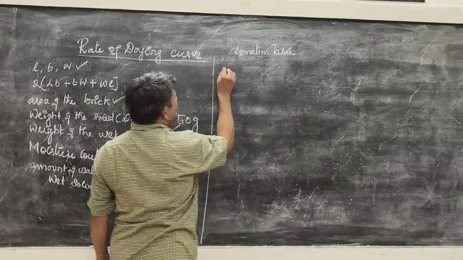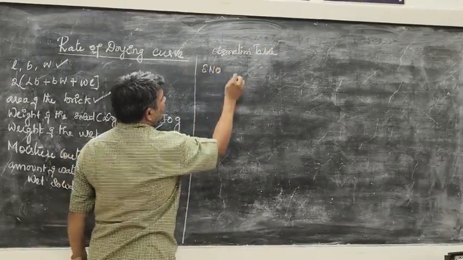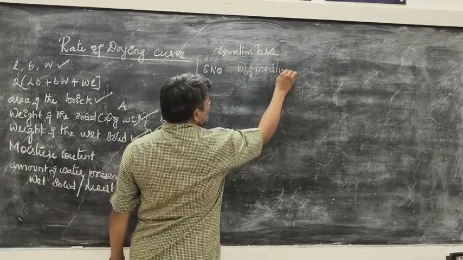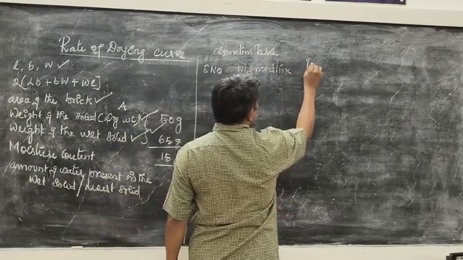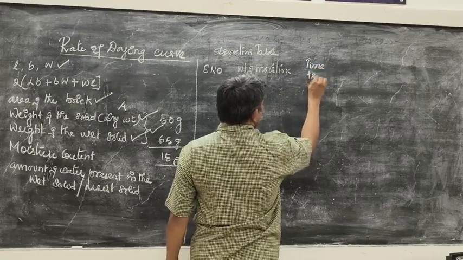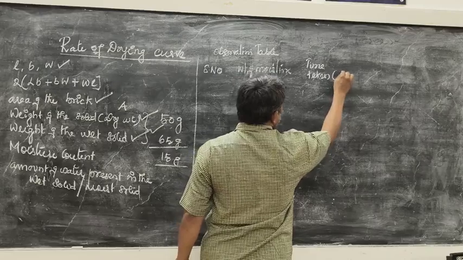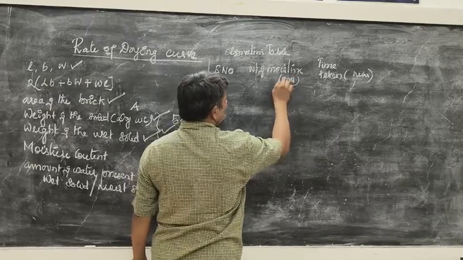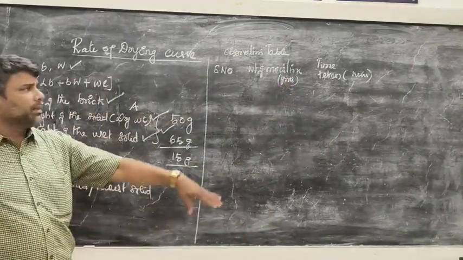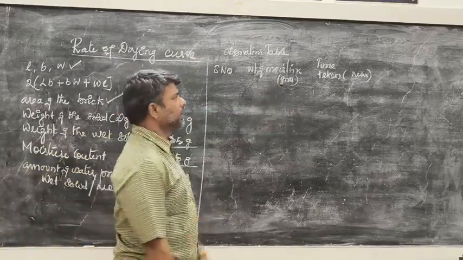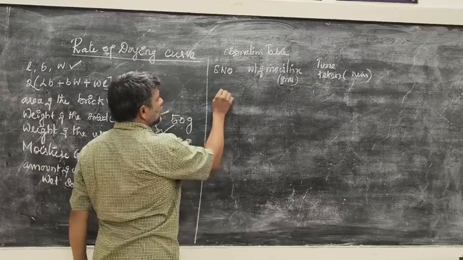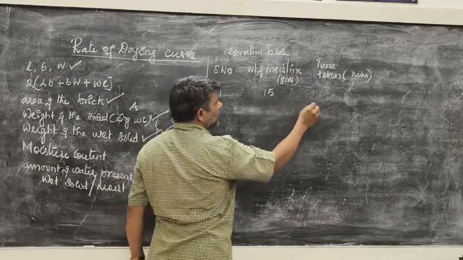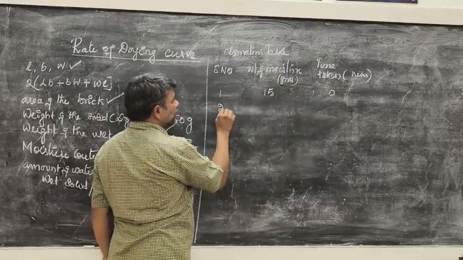In this table, the first column is serial number, the second column is weight of moisture, and the third column is time taken in minutes. Weight of moisture in grams. Later on, you have to convert this in terms of kg. Time is in terms of seconds. First reading: initially, weight of moisture is 15 grams. Time taken is 0. Second reading, 14 grams.